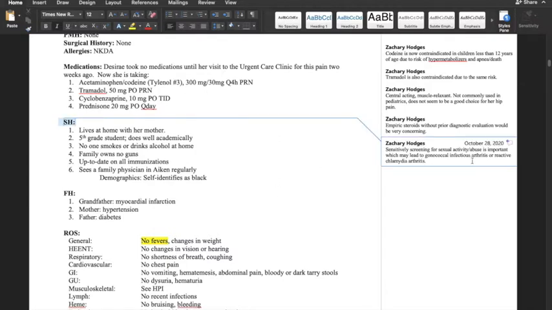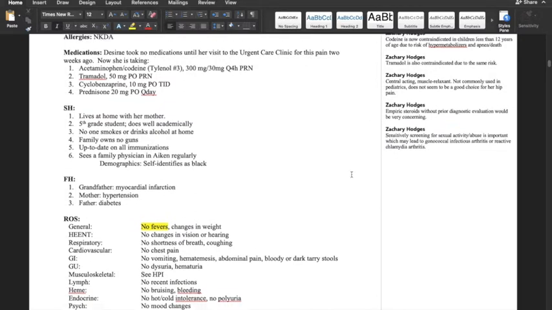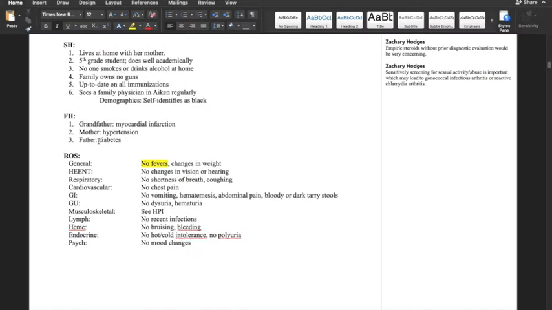She's also 11, and sensitively screening for sexual activity and sexual abuse is important. 11 is about the age that we start thinking about that, depending on the case, and keeping in mind that gonococcal and chlamydia can lead to arthritis. The family history is mostly non-contributory.